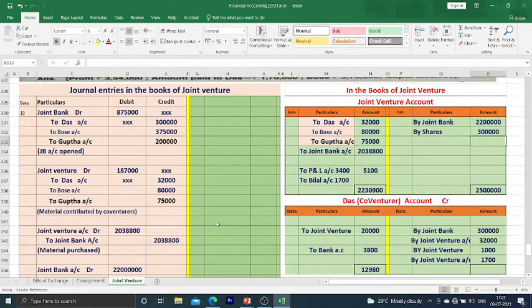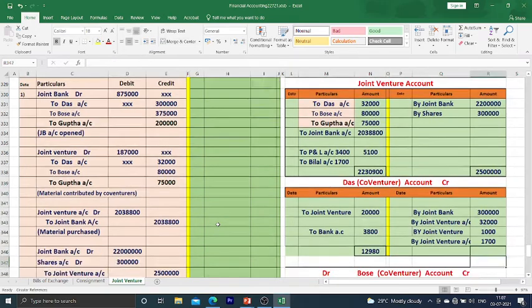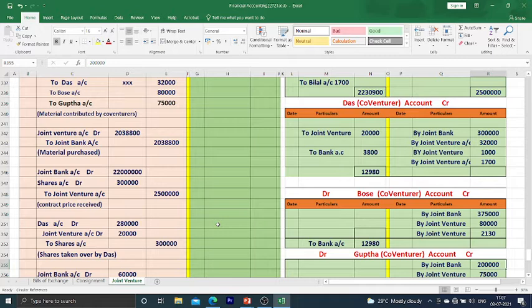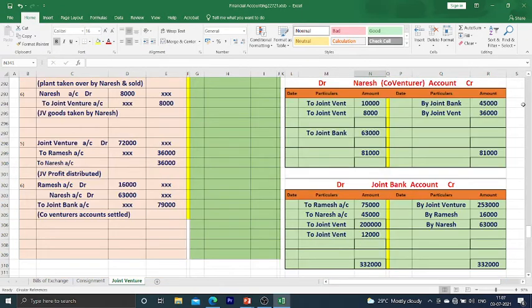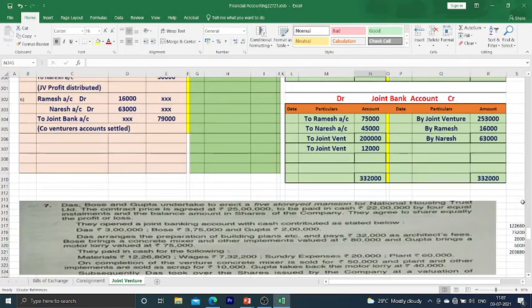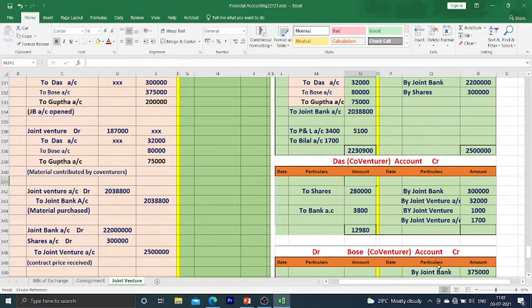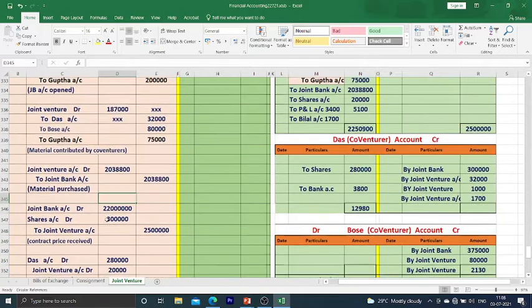Okay, right. Now these 3 lakhs of shares were taken over by Das. So Das account debit, joint venture account debit, to shares account. In the books of Das, shares amount is 2,80,000. And in the joint venture, we have to record a loss of 20,000 on shares account. Right, this entry is also over.